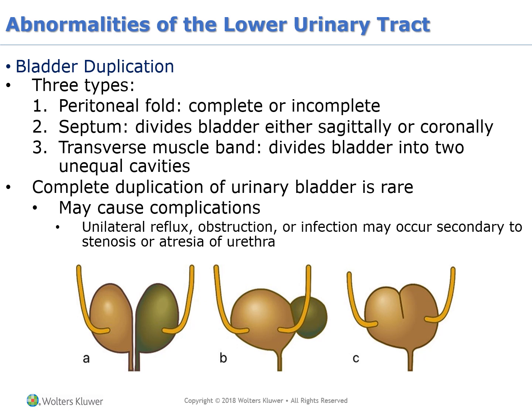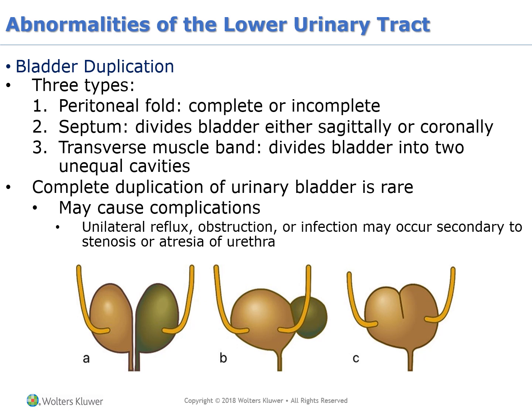So now into the abnormalities of the lower urinary tract. We're really going to be focusing mostly on our ureters, bladder, and urethra. There's a condition called bladder duplication, where there are 3 different types that this can fall into. This is kind of similar to what you remember from your didelphic uterus or your bicornuate uterus, things like that. So the first type is a peritoneal fold. This can be incomplete or complete, where it kind of invaginates.